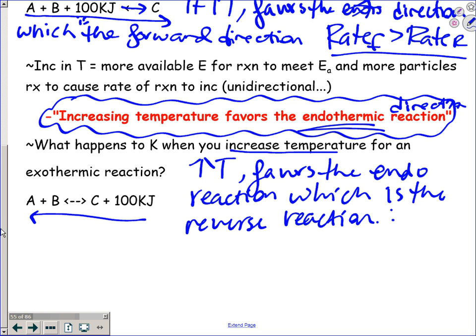Therefore, what does that do to K? Okay, so therefore K decreases because what happens to concentrations of reactants? Products decrease. Just that one, what? Say that one more time.